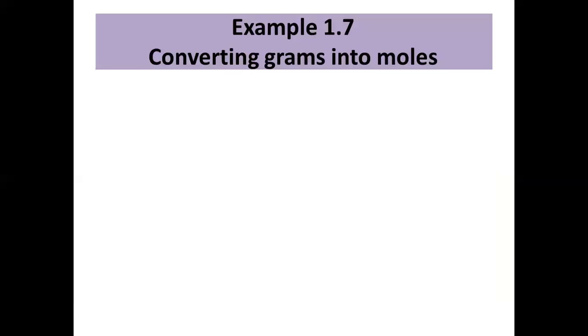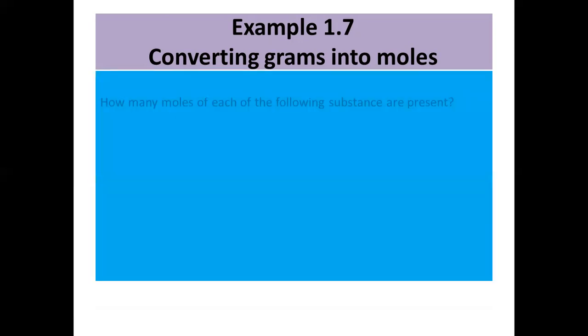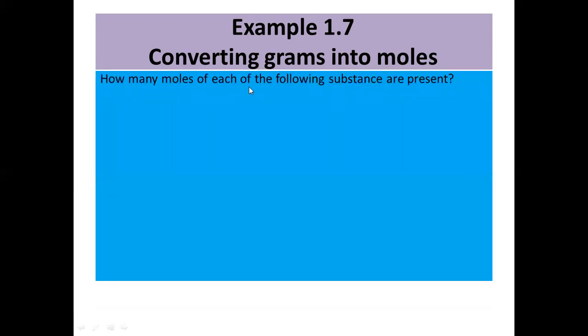Example 1.7, converting grams into moles. In the previous case, we converted moles into grams. Moles were given, and we had to find out the grams. In this case, grams will be given, and we have to find out the number of moles. Let us see: how many moles of each of the following substances are present? A, a balloon filled with 5 grams of hydrogen gas.